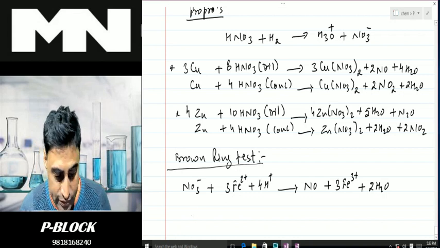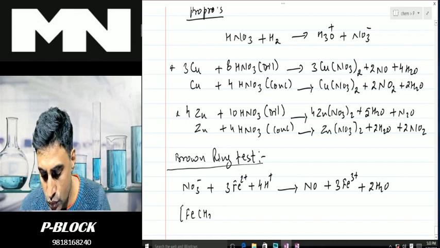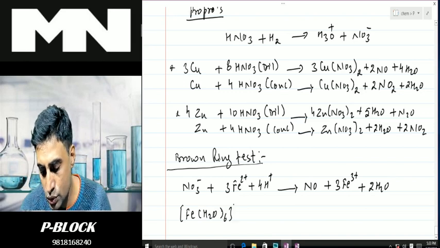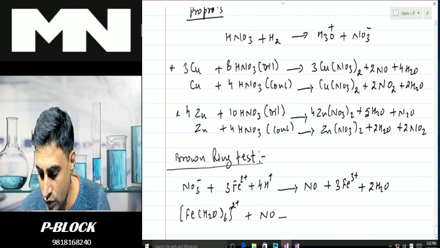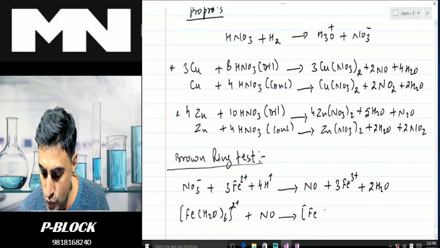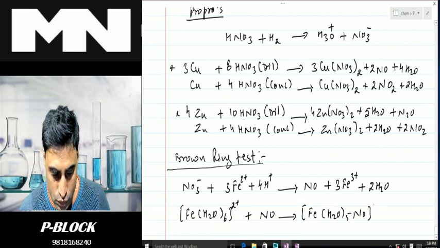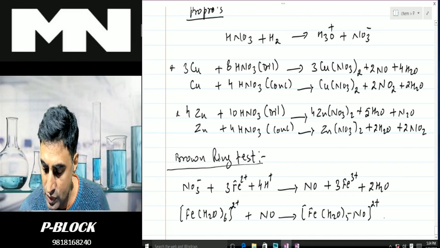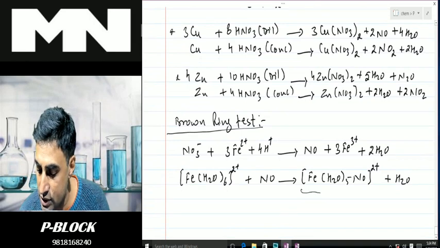So in this process, iron itself undergoes oxidation. Now here the nitric oxide which is formed will react with the complex, that is [Fe(H2O)6]2+, plus NO will form [Fe(H2O)5NO]2+ plus H2O, and the brown ring which you see is of this complex, so it forms the brown ring.